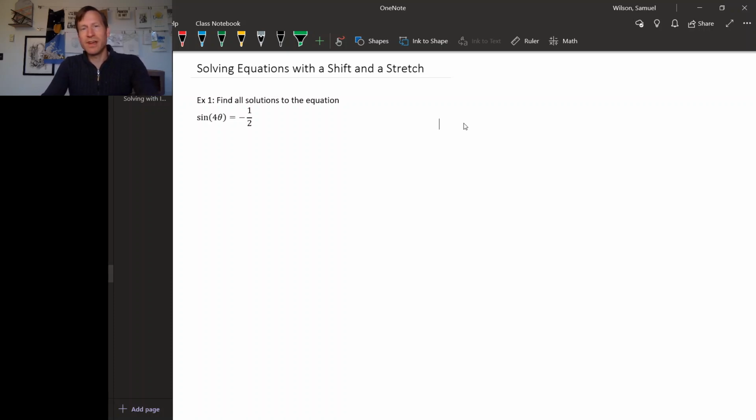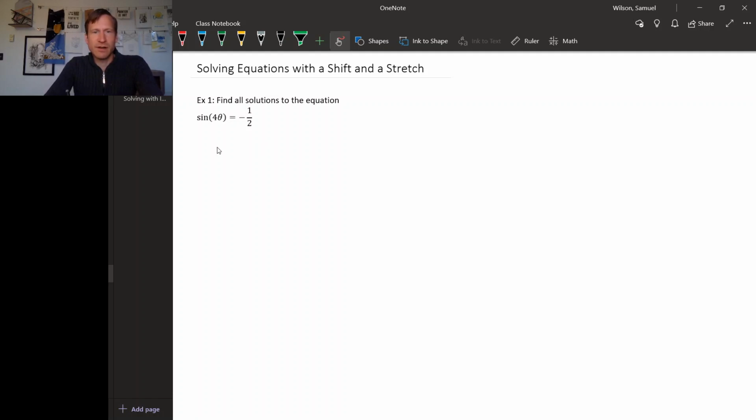In principle, solving an equation with trigonometric functions that have a shift and a stretch on the inside of the function isn't any different than solving any other sort of trigonometric equation, but there are a couple points to be a little bit careful about. So let's look at a couple examples.